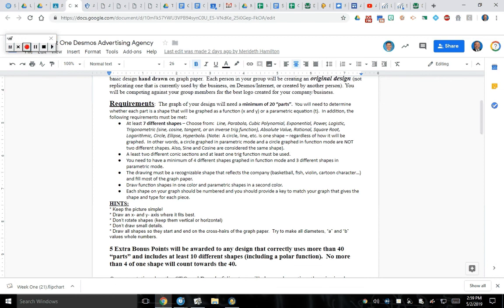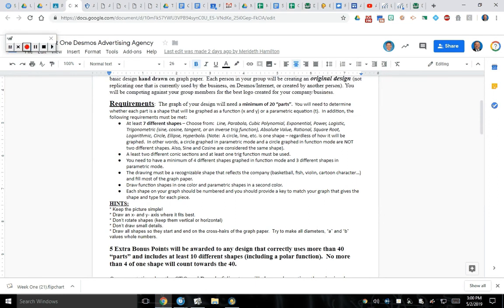But guys, there are so many things on a checklist that you have to cross-reference and make sure you're doing. Just please don't blow this off, because there's a lot involved. For instance, 7 different shapes: line, parabola, exponential function, trigonometric, logarithmic, all different types of shapes. At least 7 you must have. At least 2 different conic sections, and at least 1 trig function must be used. You need a minimum of 4 different shapes graphed in function mode, and 3 different shapes in parametric mode.